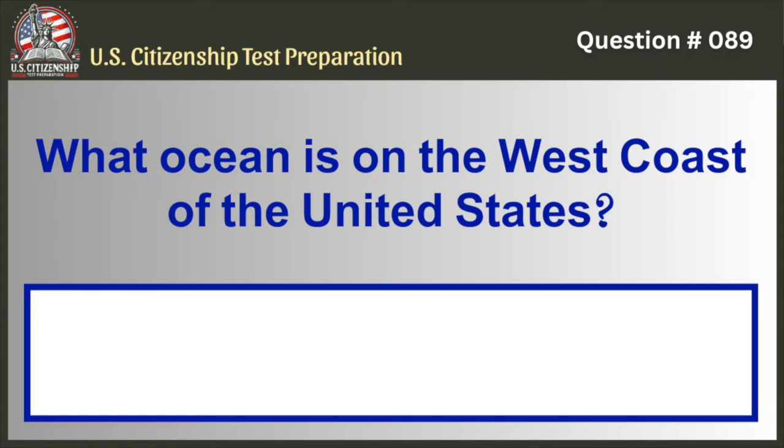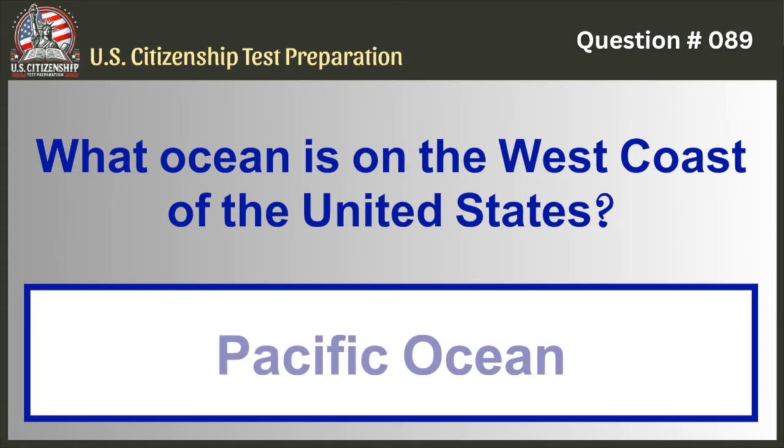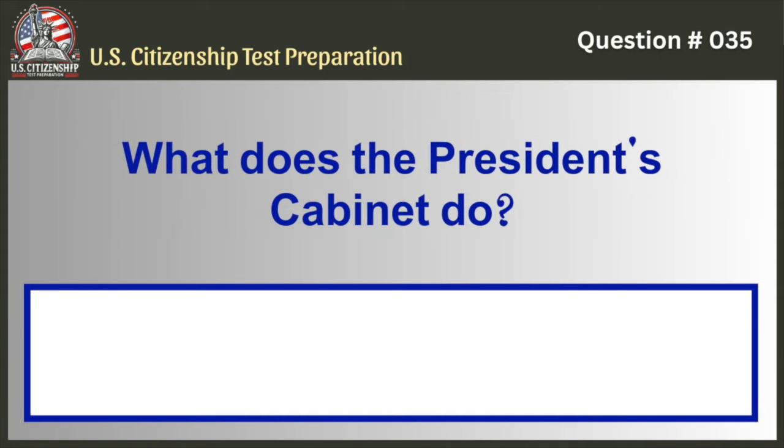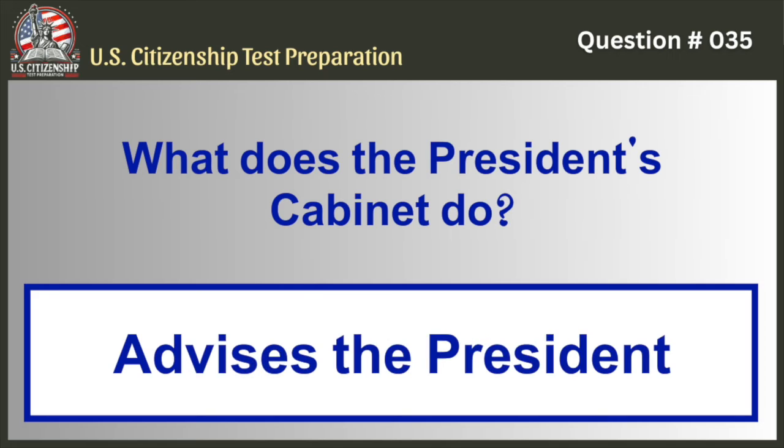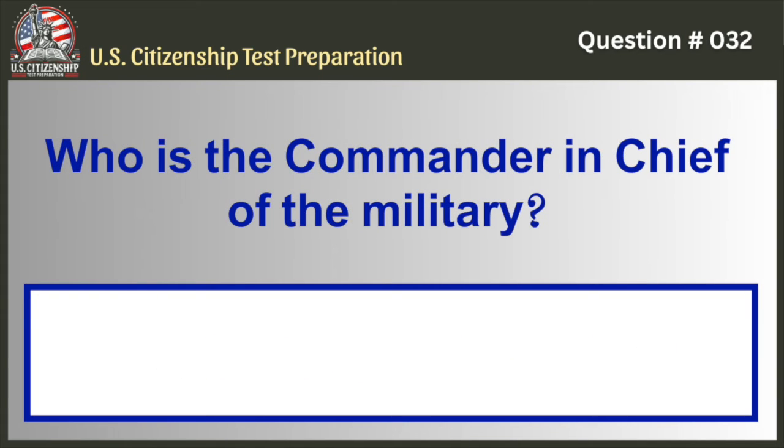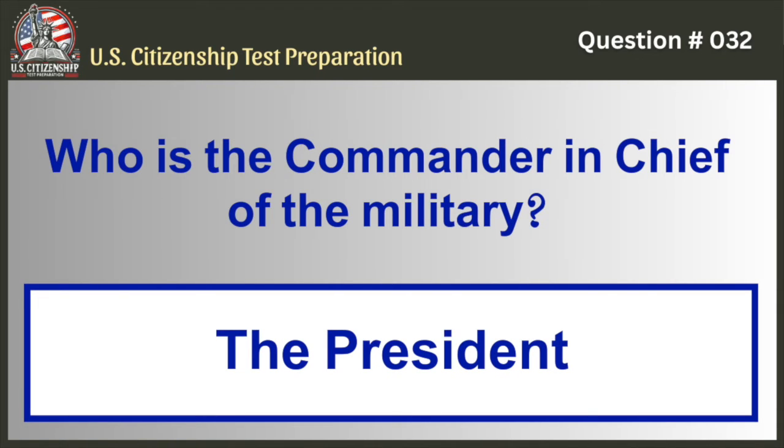What ocean is on the west coast of the United States? Pacific Ocean. What does the President's Cabinet do? Advises the President. Who is the Commander-in-Chief of the military? The President.